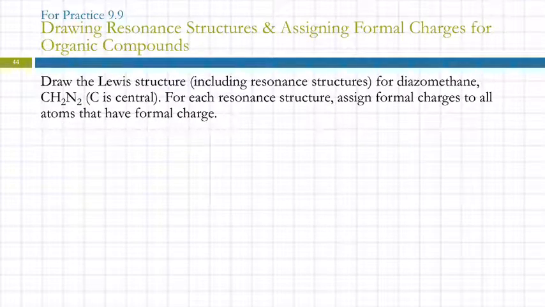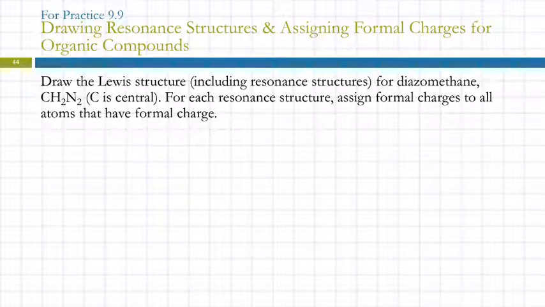So let's draw the Lewis structure, including resonance structures for diazomethane. This is the formula, and they're telling us that carbon is central. So for each resonance structure, assign formal charges to all atoms that have formal charge. This time they're not asking us which is more important. They're just saying, draw these things and do the formal charges.